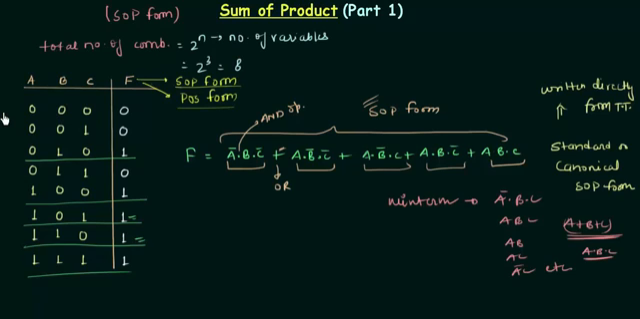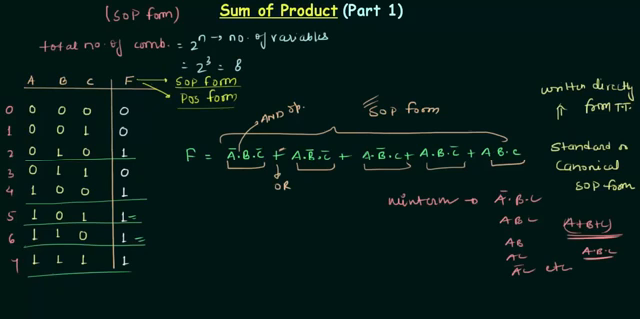0, 0, 0 is 0. This is 1, 2, 3, 4, 5, 6, 7. This is the decimal equivalent. If you don't know how to write down the decimal equivalent of a binary number, don't worry. In the coming presentations, in the number system, I will explain how to write it down. But for now, you just know that these are 0, 1, 2, 3, 4, 5, 6, and 7. Now we write down the min terms like, let me change the color for this.